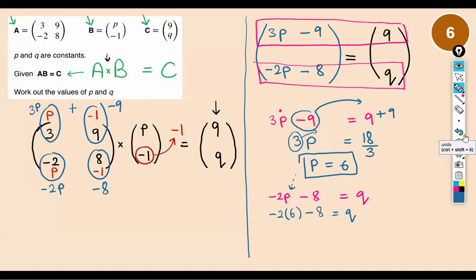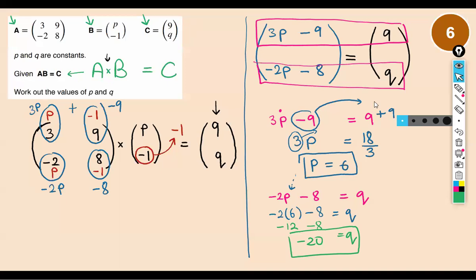I don't think it's minus 24. Check it back. It can't be minus 24. Minus 2 by 6 is minus 12, and then we minus 8. Minus 12, now it's minus 20. Q is minus 20. That's the answer. Christian, check it back, check it back. Minus 12 minus 8 is minus 20. Hopefully it will get a little bit easier, right?